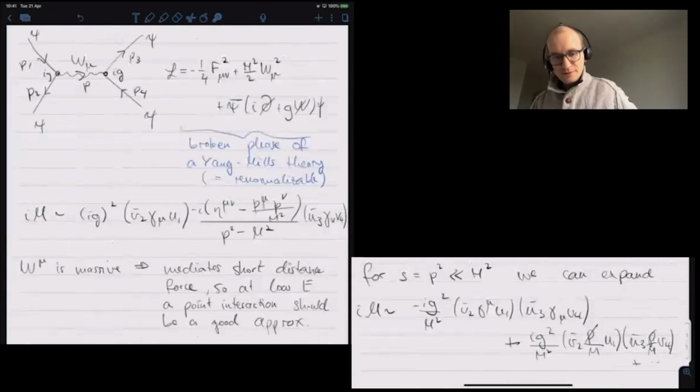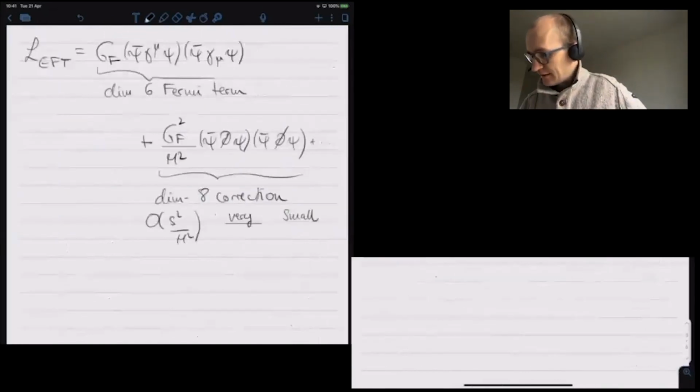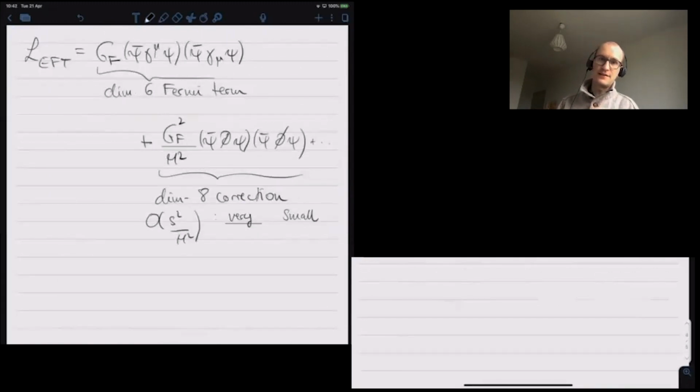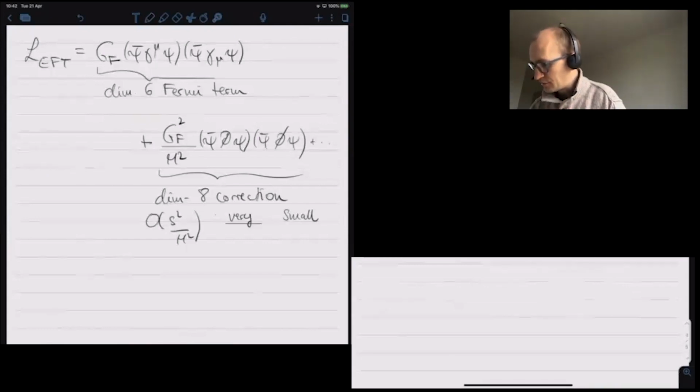Okay, so fine. So the incentive in words then: we have the Fermi theory, which is non-renormalizable and seems like we have a problem here. But what we actually see is that we should think of the Fermi theory as the first approximation in an expansion in which we include more operators of higher and higher dimension. And this is what we will call our effective field theory.